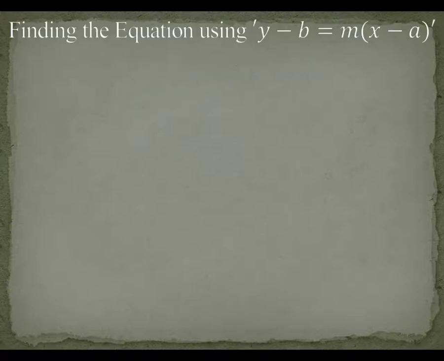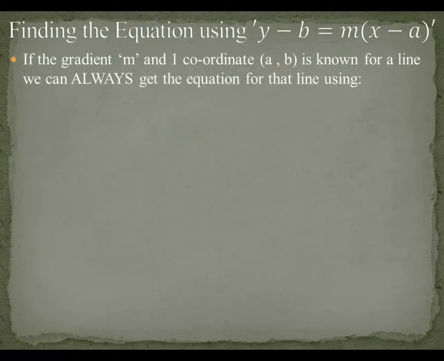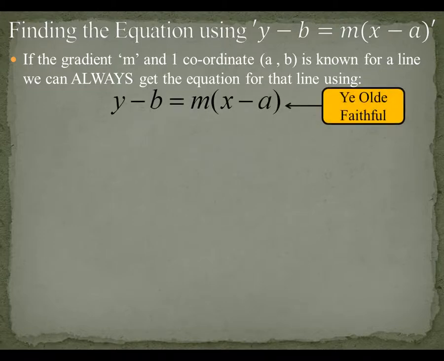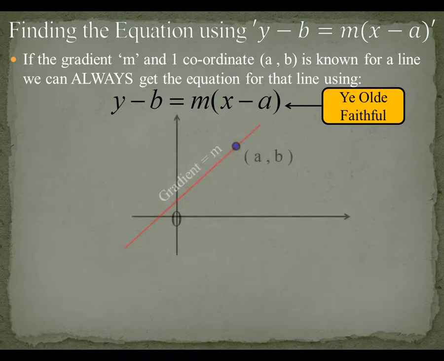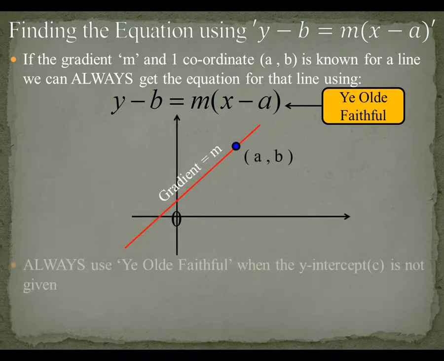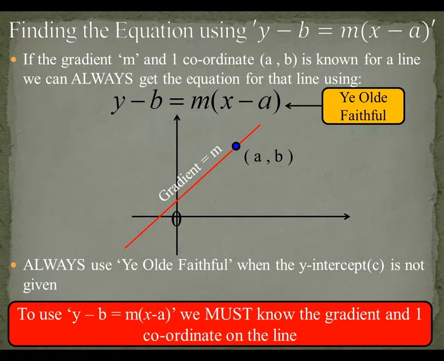So if the gradient m and one coordinate (a, b), so that's just a generic example of a coordinate, is known for a line, we can always get the equation for that line using y minus b equals m bracket x minus a. And that's what I refer to as Ye Old Faithful. As I've said before, you must know the gradient and a coordinate, and it's always very useful to use Ye Old Faithful when the y-intercept is not given, either diagrammatically or as a coordinate, which will predominantly be the situation you'll have to deal with at Higher. And remember, to use it, you must know the gradient and one coordinate.